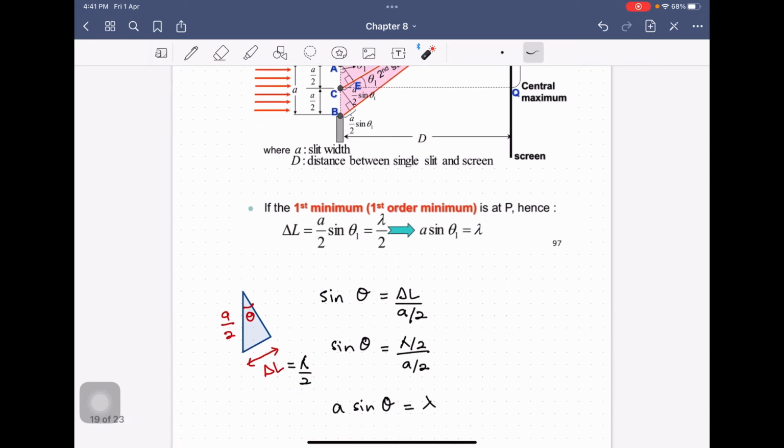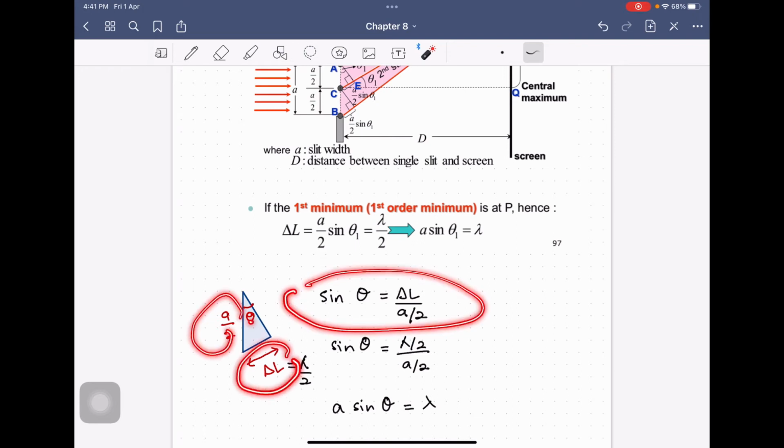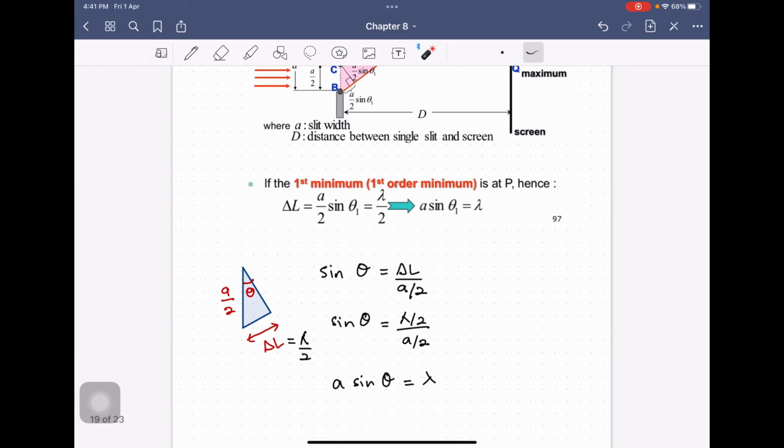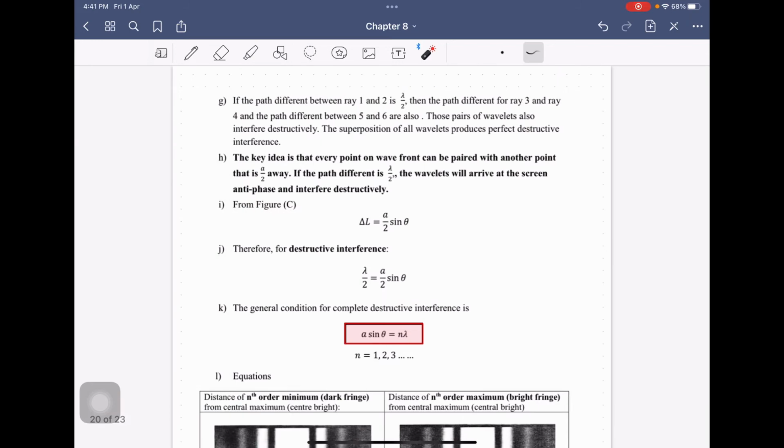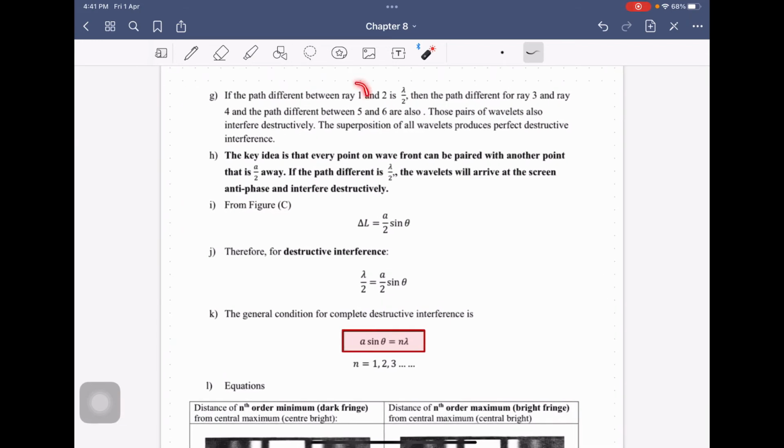Based on kepada kita punya teorem Pythagoras, sin theta adalah sama dengan delta L divided by A per 2. So, kita rearrange equation, kita akan dapat A sin theta sama dengan lambda. Alright. So, okay, if the path difference between ray 1 and ray 2 adalah lambda per 2, alright, the path difference for ray 3 and ray 4 and path difference between ray 5 and 6 also just the same.